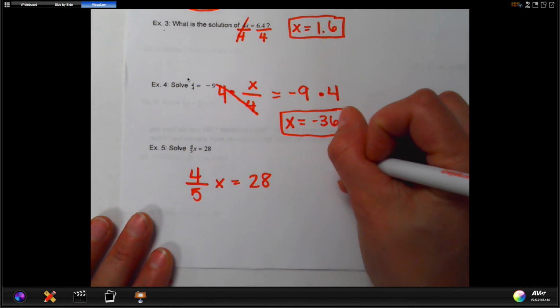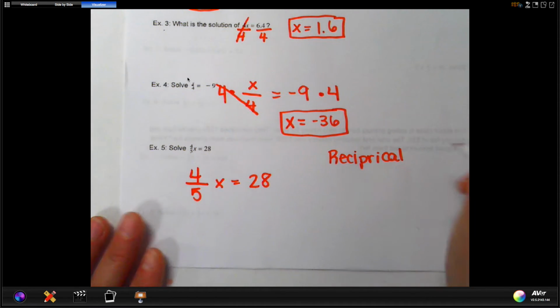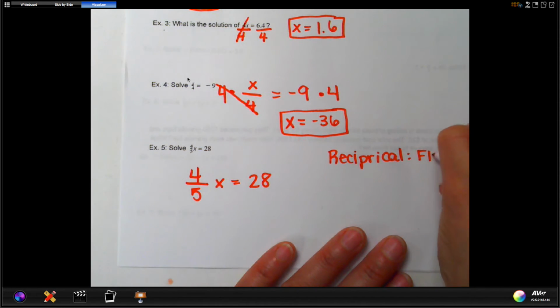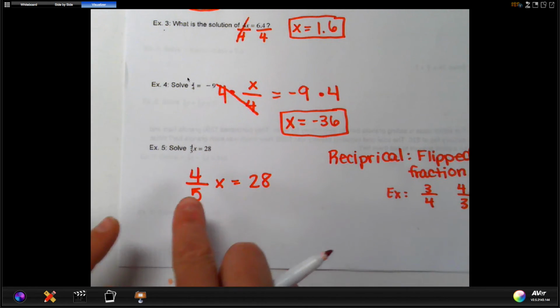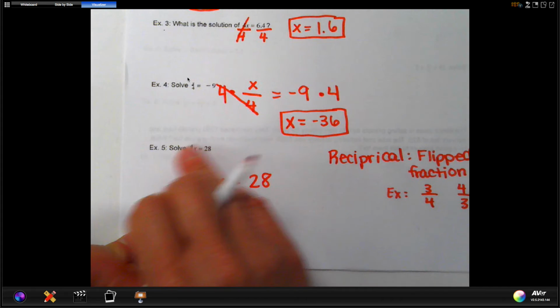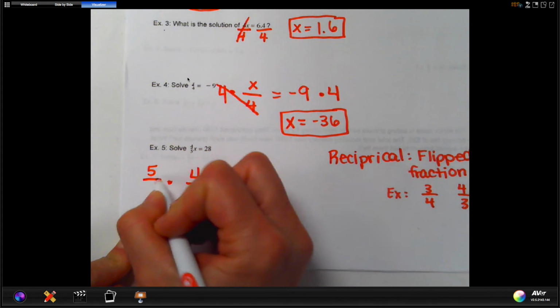And so maybe we should write that down. A reciprocal is a flipped fraction, so that when they multiply together, they'll equal 1. So, for example, the reciprocal of 3/4 would be 4/3. And you know it's a reciprocal because when you multiply these two together, you'll get 1. So over here, back to our problem, to get the 4/5 out, we will multiply by the reciprocal of 5/4.